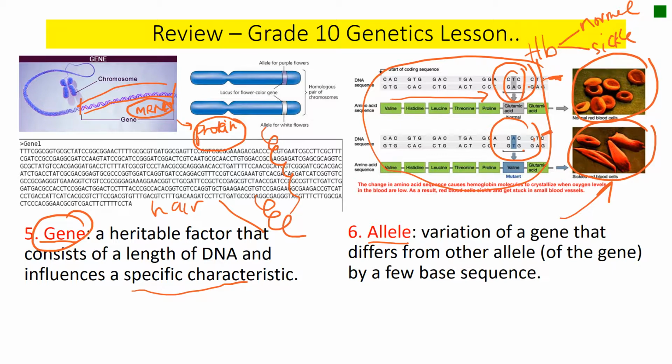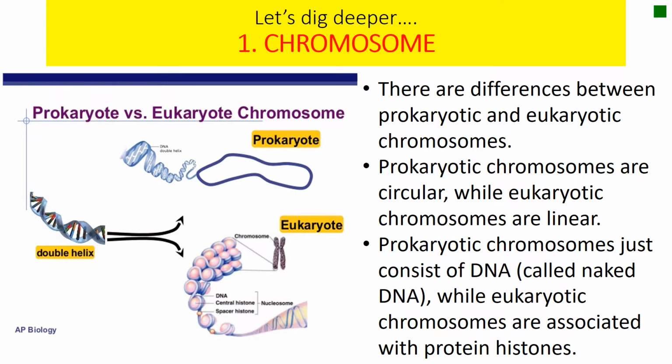And the difference between these two alleles is just one very simple base. Alright, so an allele is a variation of a gene. Again, the gene here in this case is the gene that controls hemoglobin production, and the variations are whether the hemoglobin that is produced is normal or sickle. So I'm sure now you have 6 different terminologies in your notebook. Let's dig deeper into those terminologies one by one.